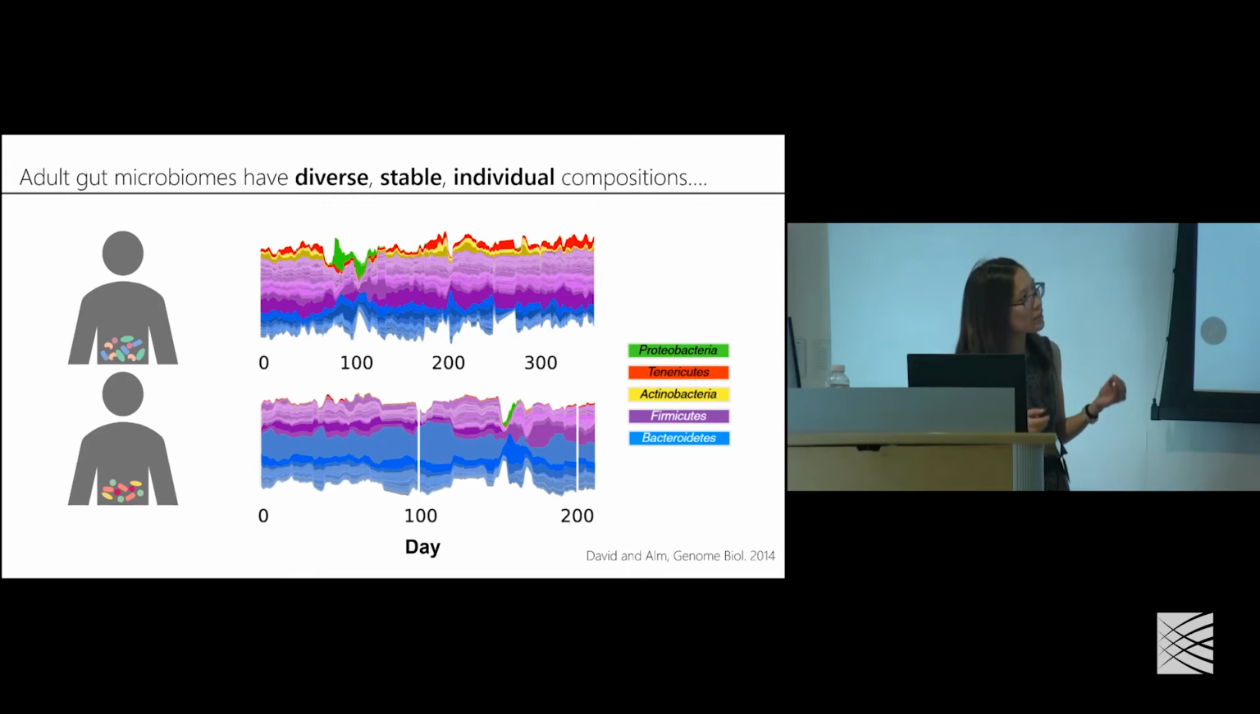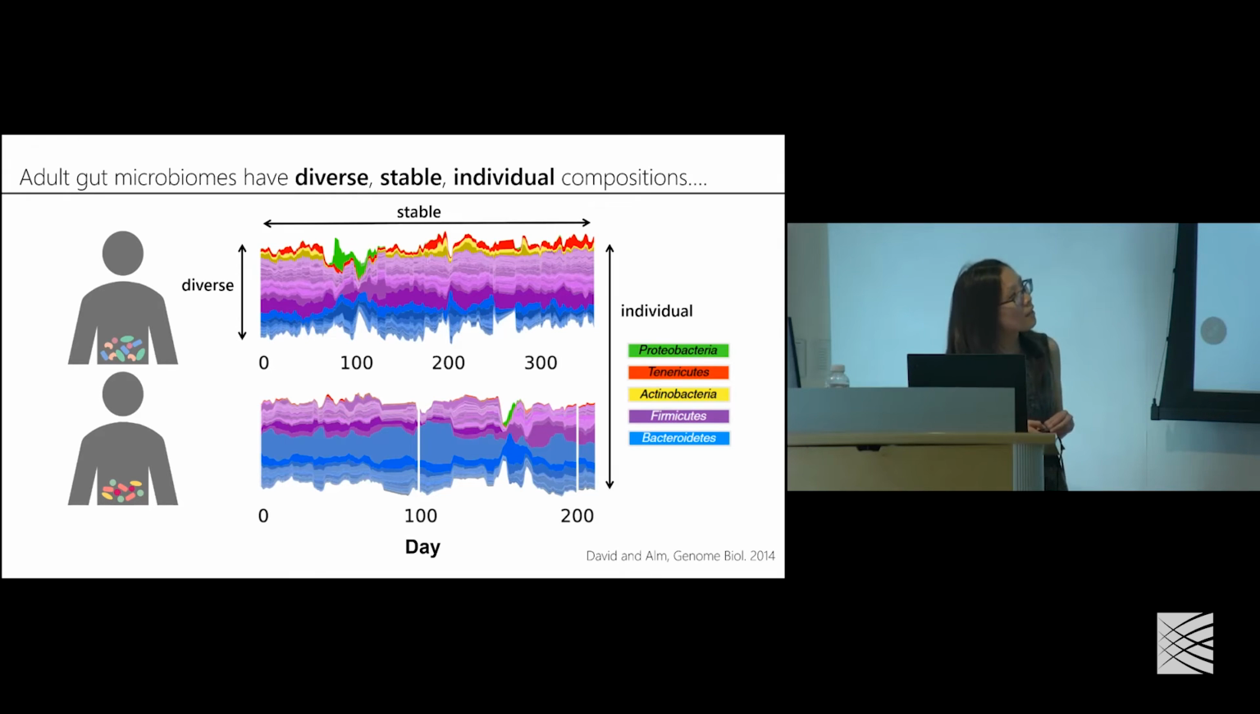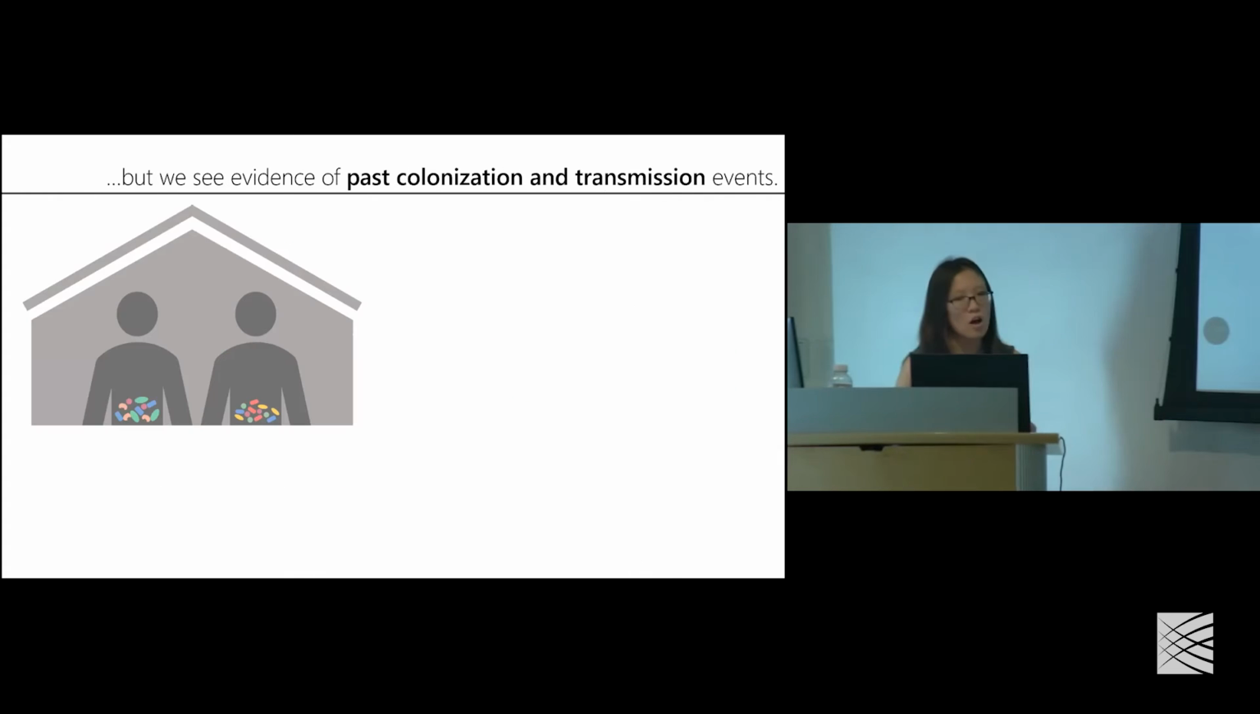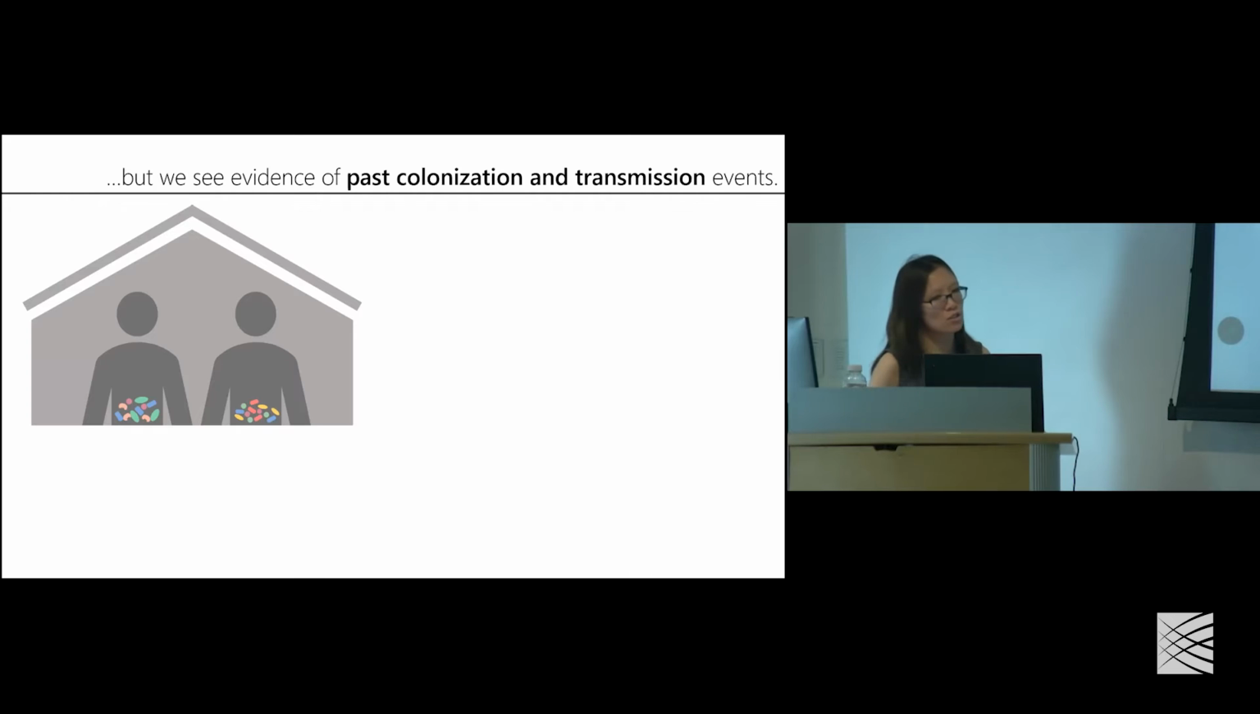And so you can see a couple of key features of adult gut microbiomes. These gut microbiomes, first of all, are diverse, meaning they harbor many different residents. They're also stable, meaning that the same residents tend to be present over time, notwithstanding certain fluctuations. And there is also a strongly individual component to the gut microbiome that arises through this combination of diversity and stability. All this paints a picture of the adult gut microbiome as a very mature, stable, established community.